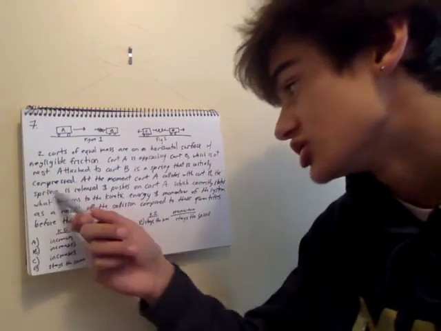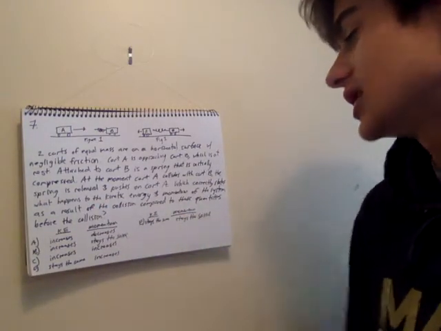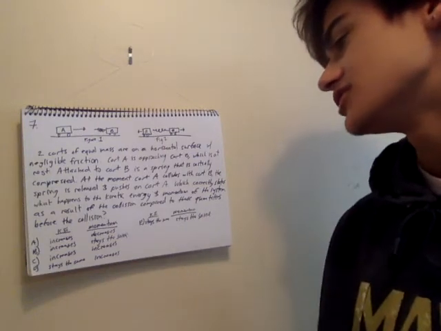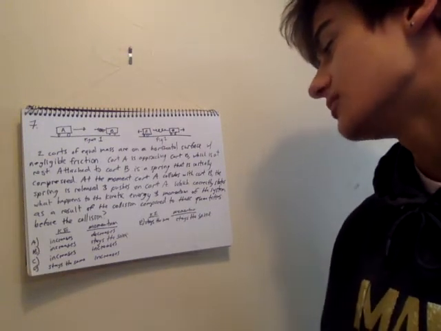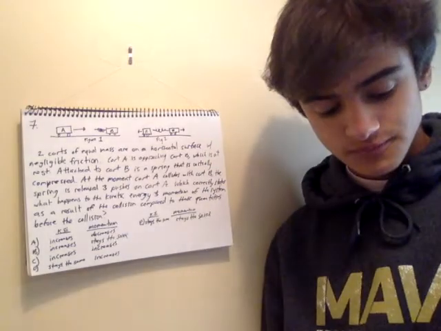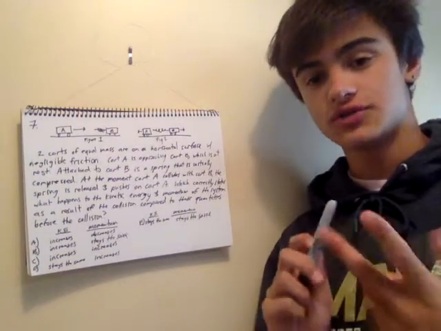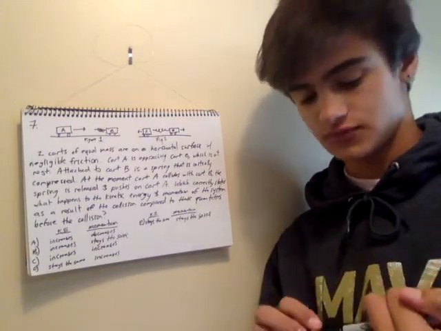The spring is released and pushes on cart A. Which correctly states what happens to the kinetic energy and momentum of the system as a result of the collision compared to those quantities before the collision? So we're looking at 1, kinetic energy, 2, momentum.